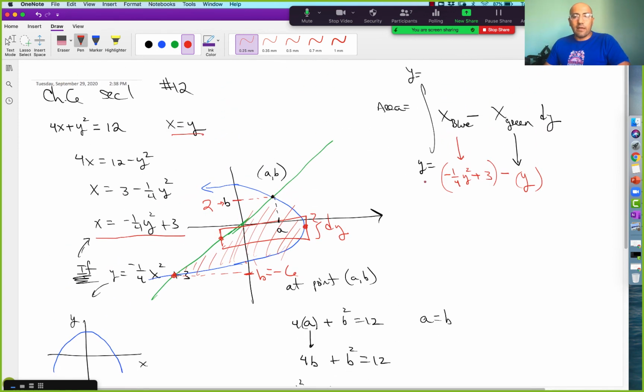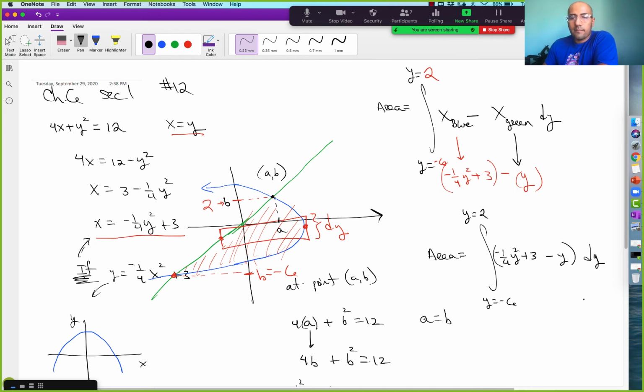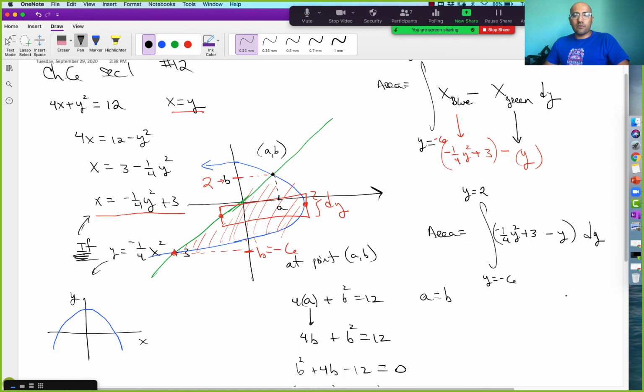So going back to my integral, now I know that this must integrate as y ranges from negative 6 to y goes to positive 2. Right? From negative 6 to positive 2. Any questions? Now let me restate my area now that I know those values. So the area is going to be the integral as y goes from minus 6 to y equals positive 2 of negative 1/4 y squared plus 3 minus y dy. Any questions?